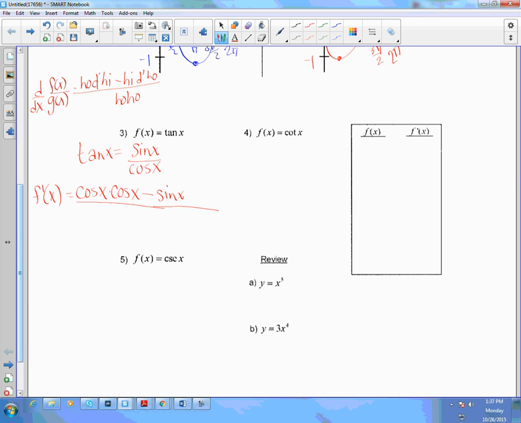Times d low, the derivative of the low. So the derivative of cosine is negative sine. Make sure you don't think you're subtracting. Make sure it's actually times it. Over low squared, which is cosine squared. Now cosine squared, you don't put a square on the x, otherwise it would be cosine x squared. We want the cosine portion to be squared, so it's cosine squared x.